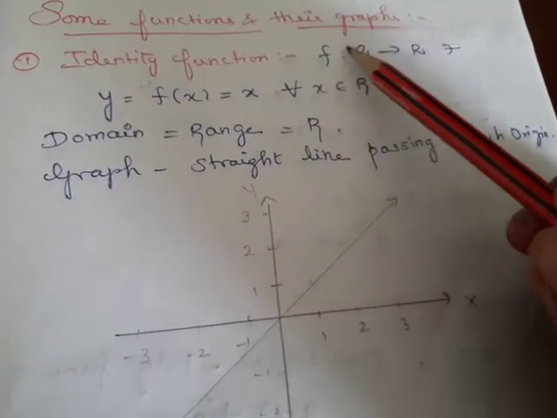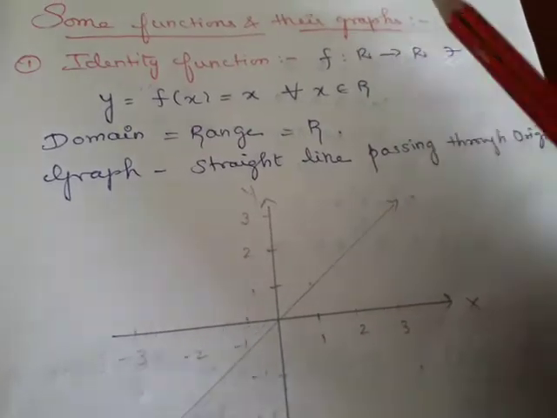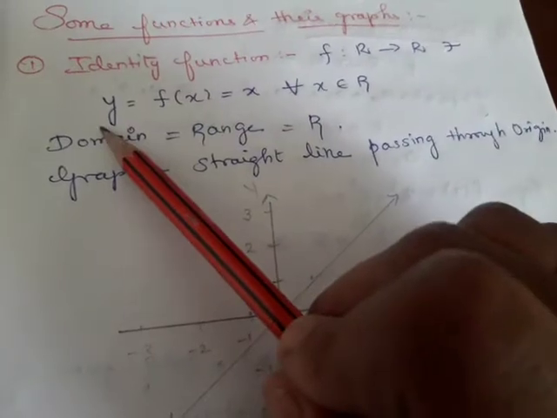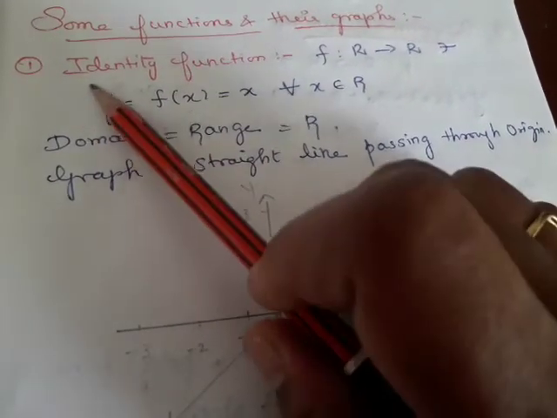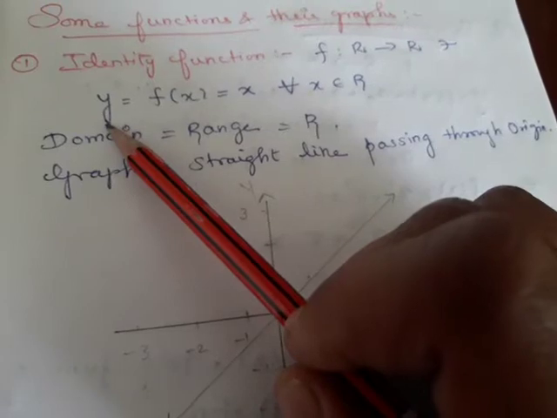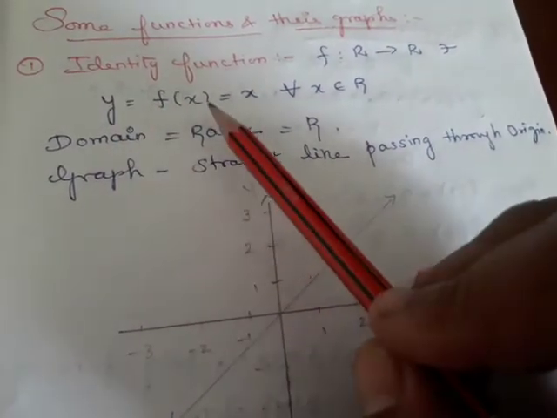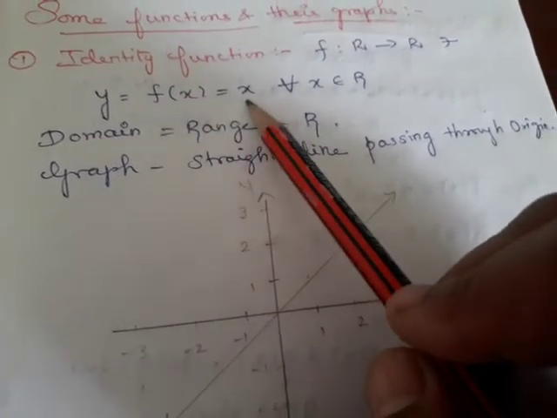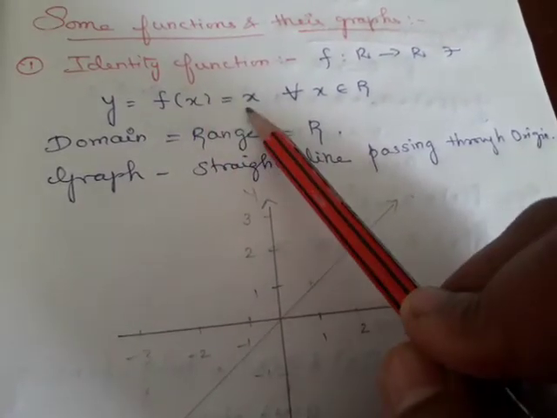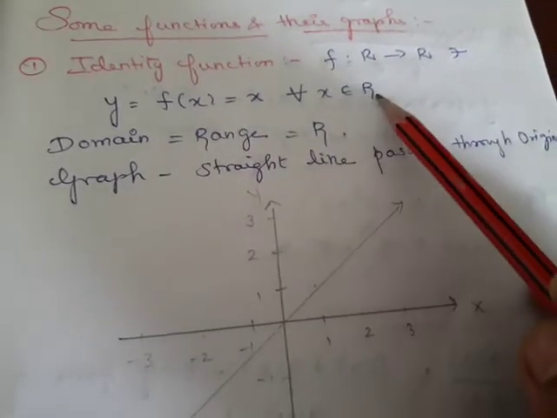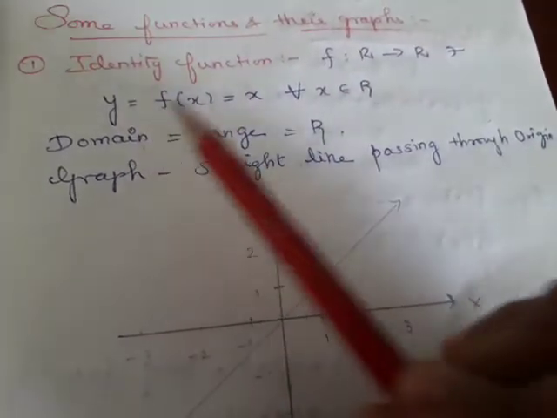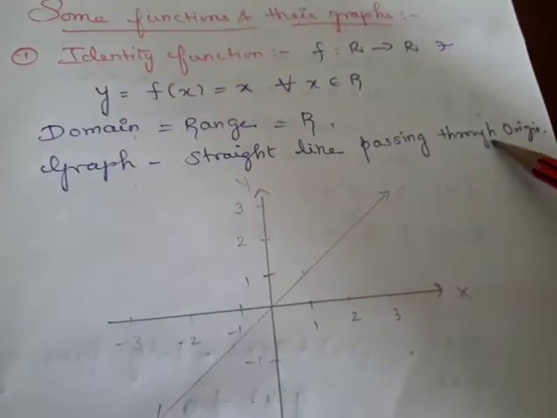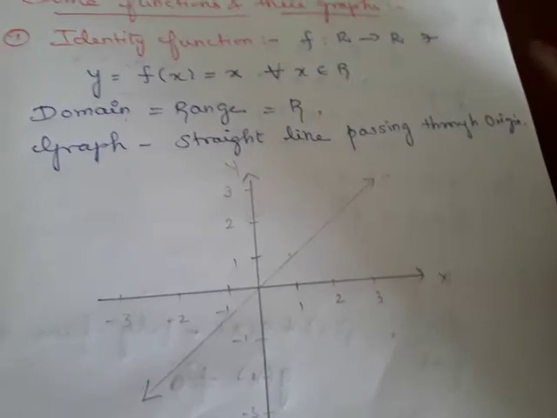So it is a function f from real numbers R to R such that y equals f of x. The f of x value we will denote by y, and that is the element in the codomain, or else the range, and the element in the domain we will denote by x. So f of x equals x. The element should be mapped to the same element for all x belongs to R. In this case, the domain and the range both are real numbers, and the graph will be a straight line passing through the origin. Obviously, yes or no?